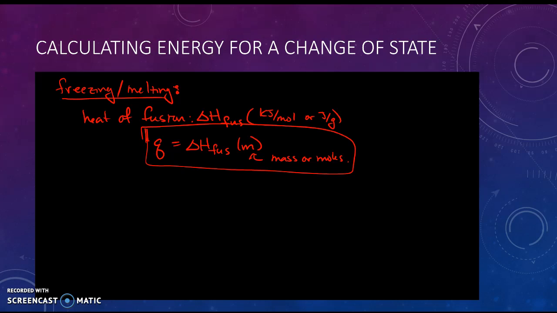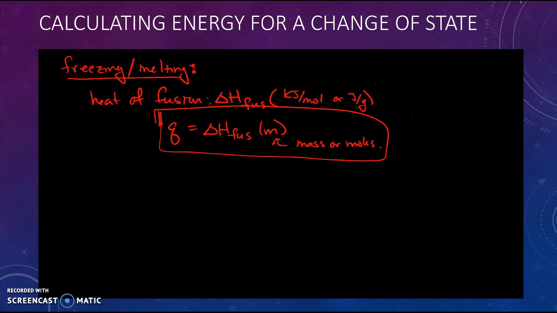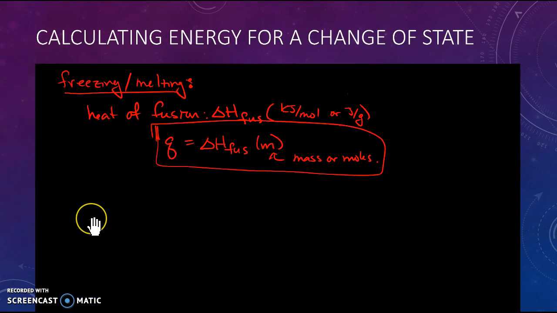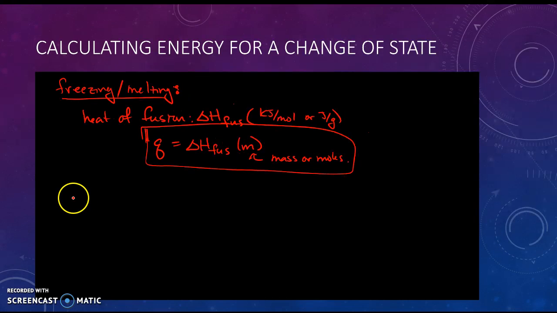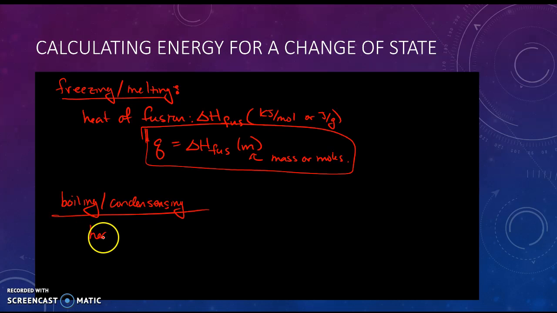Now, this is going between solids and liquids, right? To go between liquid and gas, we would say that we have boiling, or we would have condensing. Okay, so boiling or condensing, and this would be the heat of vaporization.